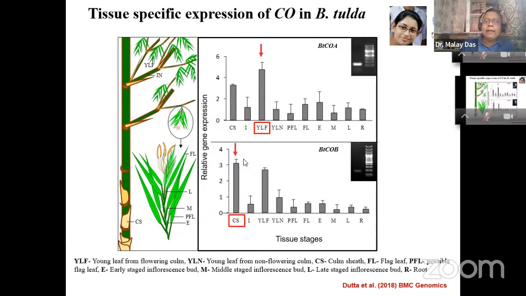In the case of YLN, this is a non-flowering branch of a non-flowering plant. In addition, we collected other vegetative tissues like culm sheath and internode, and also floral tissues like early, mid and late floral, and then flag leaf. Interestingly, one immediate observation is that COA was primarily expressed in YLF, which has the floral induction signal, while COB is primarily expressed in culm sheath, which is vegetative in nature. That gives an initial clue that BtCOA is associated with flowering, but BtCOB is possibly not.